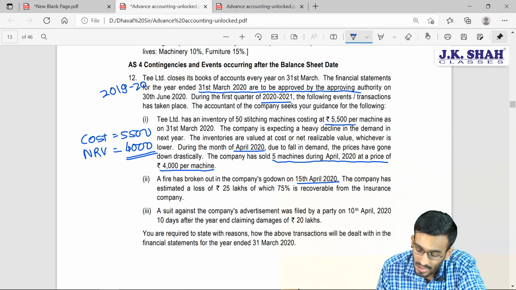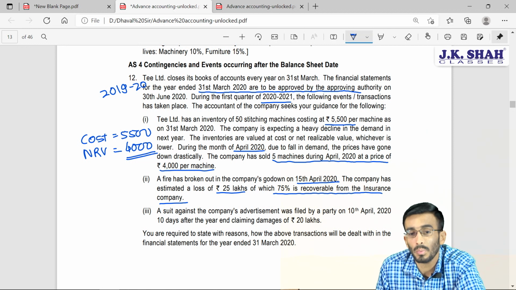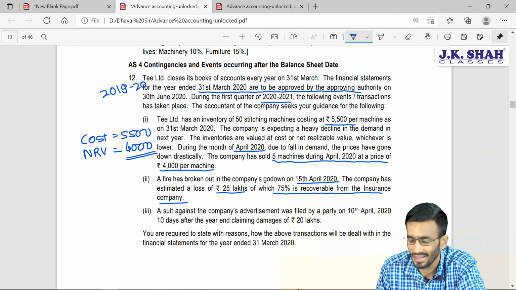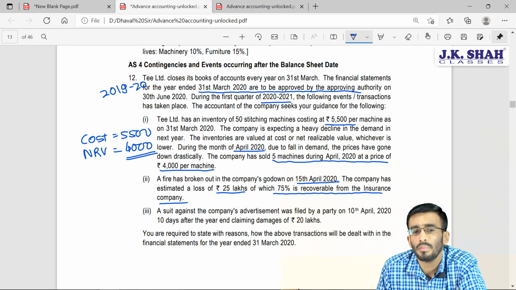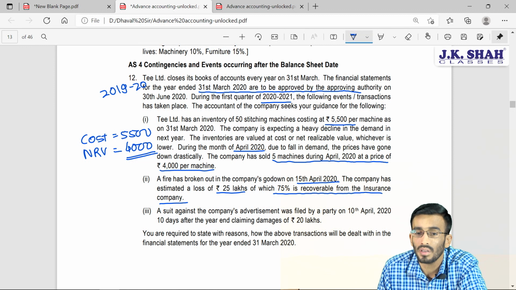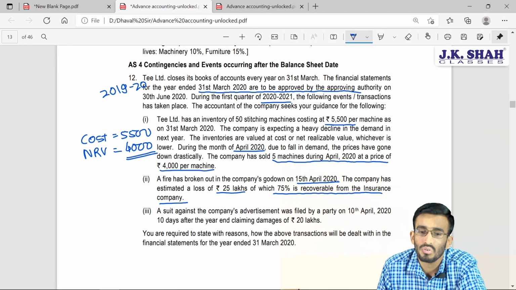Now what they are saying, the company has estimated a loss of rupees 25 lakhs, of which 75% is recoverable from the insurance company. So being a non-existing event, we can go for disclosure in director's report, but here you can consider that 75% is recoverable from the insurance company. So the loss is going to be only 25%. Alternatively, if the loss is to be considered as insignificant, we can ignore the disclosure also. So you can give an alternative answer also.